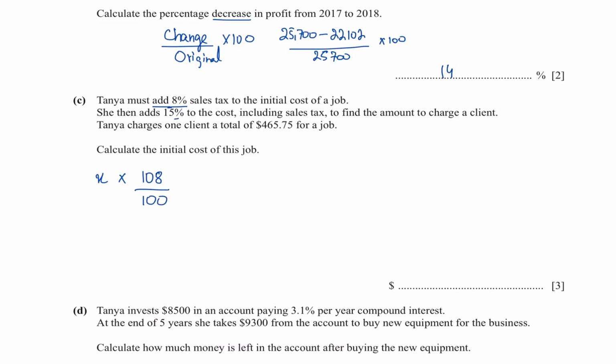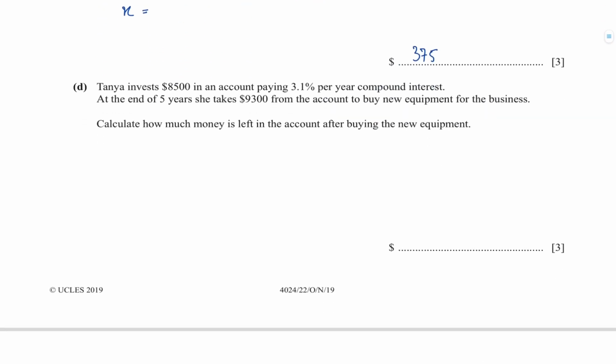And then she adds 15% to the cost including sales tax, so she increases this amount again by 15%, which means taking 115% of it. After all this, it turns out to be equal to 465.75. Now we have to work out the value of X. It's just a matter of cross multiplying. We take both hundreds to the right hand side, so we have 465.75 multiplied by 100 multiplied by 100 again, divided by 108, and then divided by 115. So our final answer turns out to be $375.